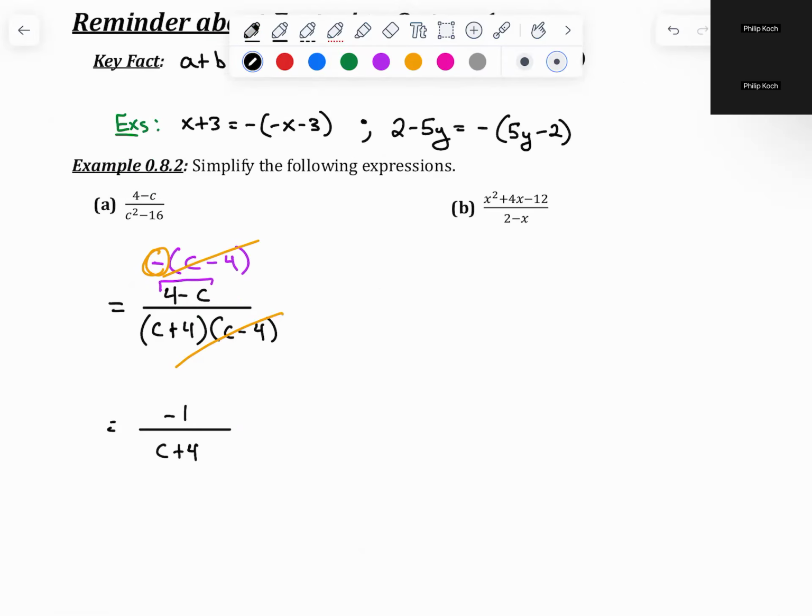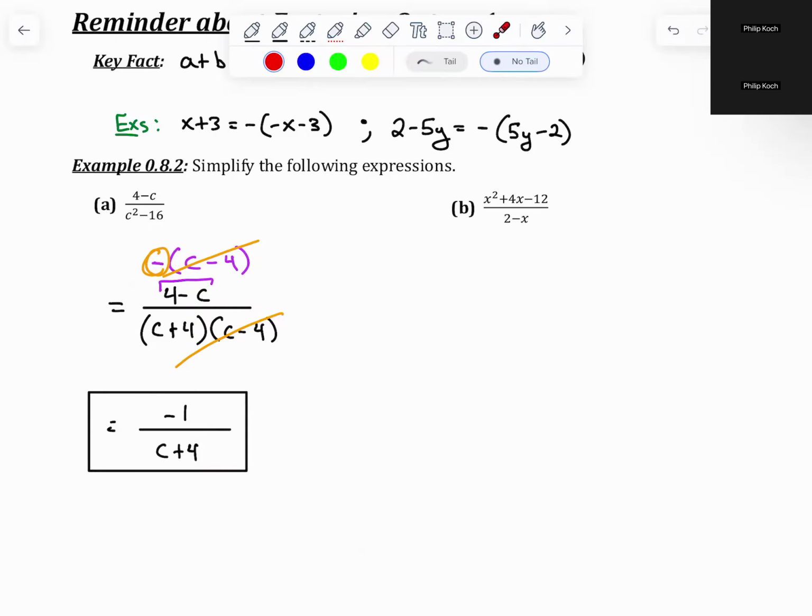Great point about the restriction. What I'll say out loud is provided that c does not equal 4. Because I've canceled out the c minus 4, technically speaking, these things are only equal as long as c does not equal 4. But we don't really need to write it because it just takes too long. It's positive 4 and not negative 4 because we're setting the factor c minus 4 not equal to 0, and to solve that you add 4 to both sides.